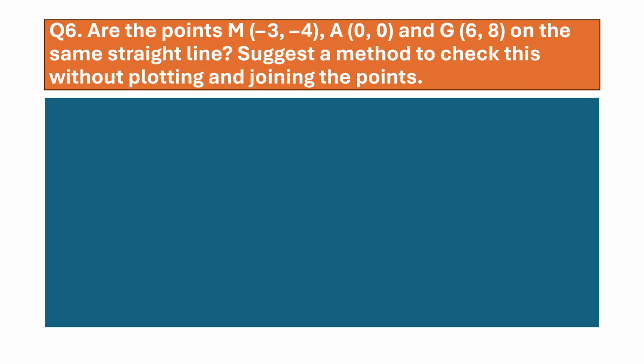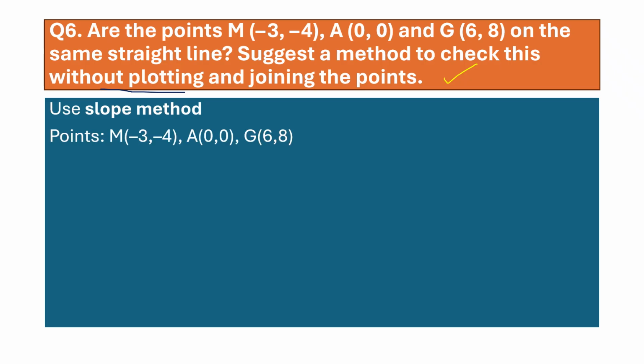Let's go to question number 6. Are the points M, A and G on the same straight line? Now the coordinates are given to us. You need to suggest a method to check this without plotting. Children, please remember they have told us without plotting and joining the points. So which method do we use here? We need to use slope method.